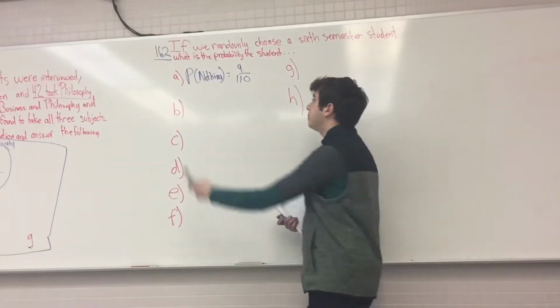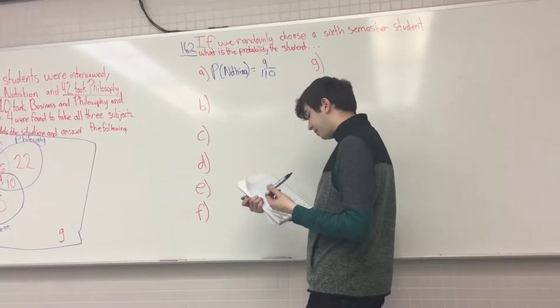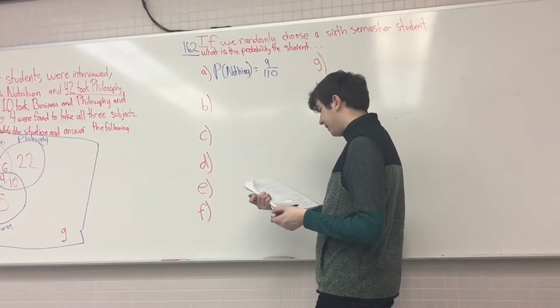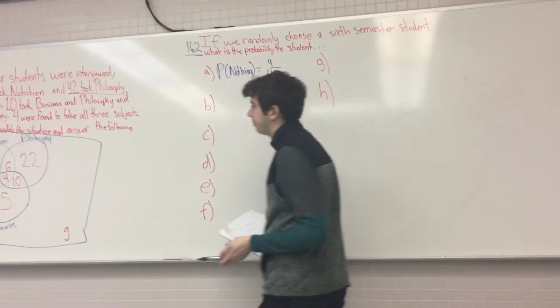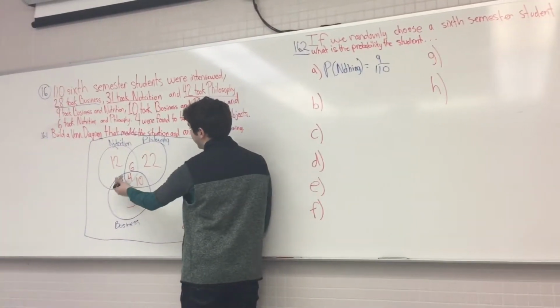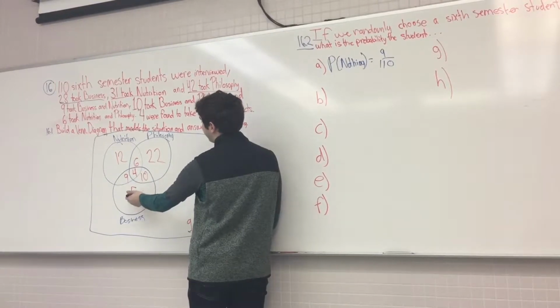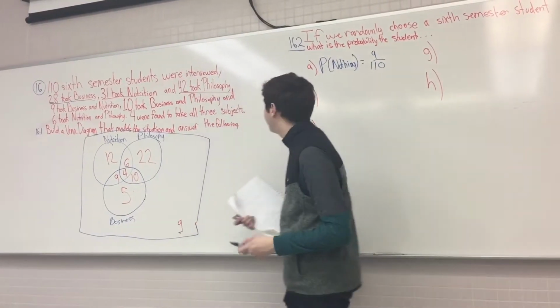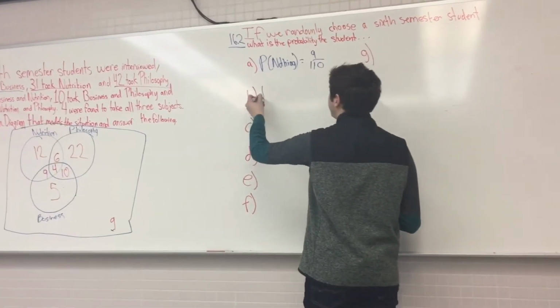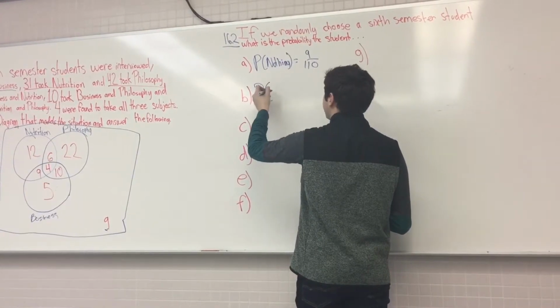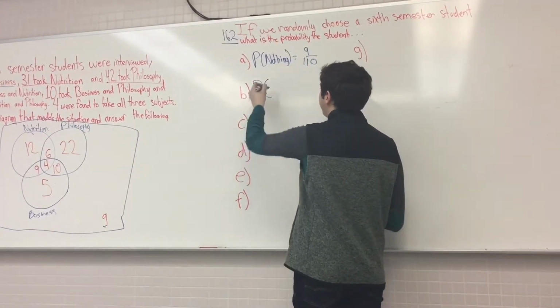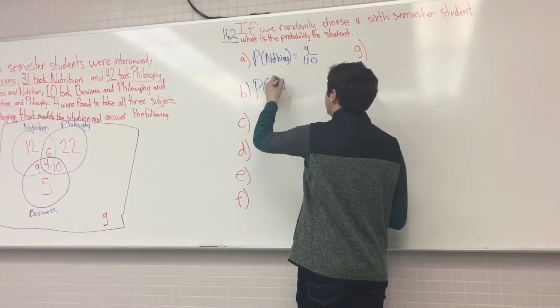Okay, so for part B, it tells us the students who took business, yet not nutrition or philosophy. So we are not going to count any of these 3 in the circle. We are just going to count the 5, the students who are the only ones taking business. So you write the probability of the students who only have business, okay?